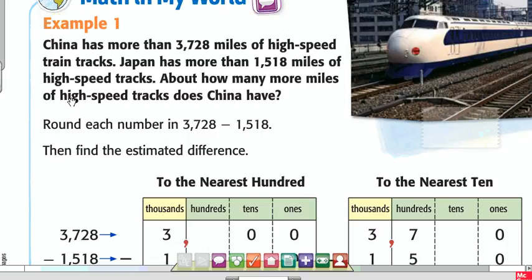It says China has more than 3,728 miles of high-speed train tracks. Japan has more than 1,518 miles of high-speed train tracks. About how many? And there's a key word right there. About. Circle that for me, please. About how many more miles of high-speed tracks does China have? This is round each number, 3,728 minus 1,518, to find the estimated difference.